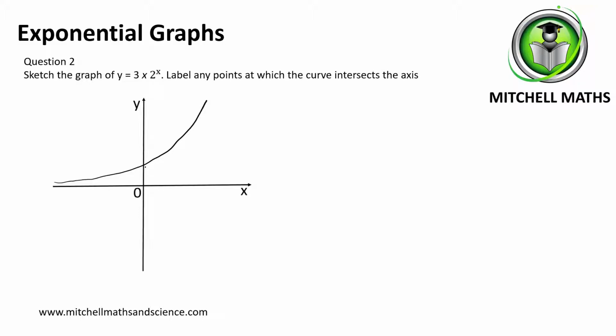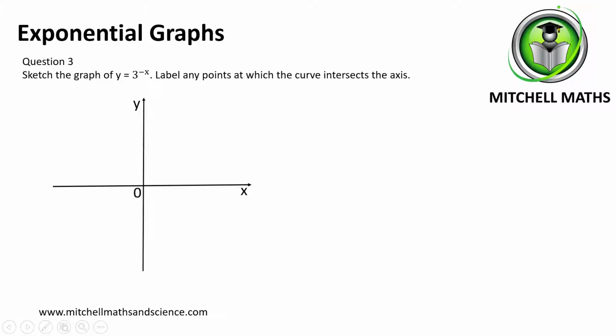What we need to do is label the point at which it intersects the y-axis. 2 to the power of 0 is 1, because anything to the power of 0 is 1, but it's 3 times 2 to the power of 0. So 3 times 1 gives 3. The point at which it intersects the y-axis is (0, 3). And again, it gets very, very close to the x-axis, but never actually touches. So that's our answer for that question.